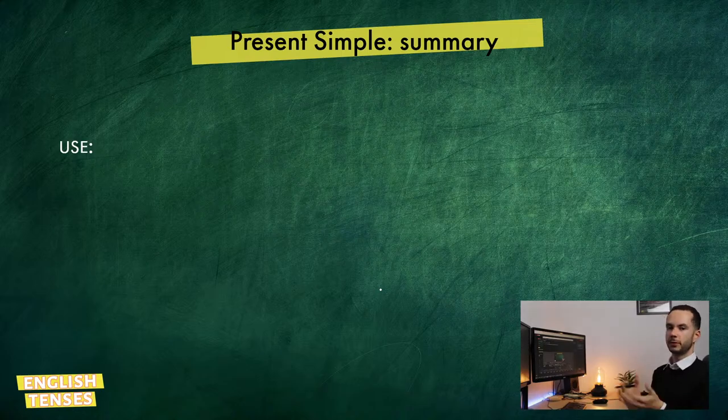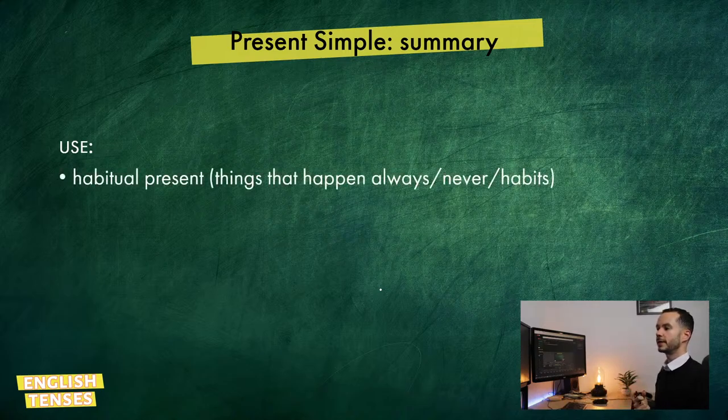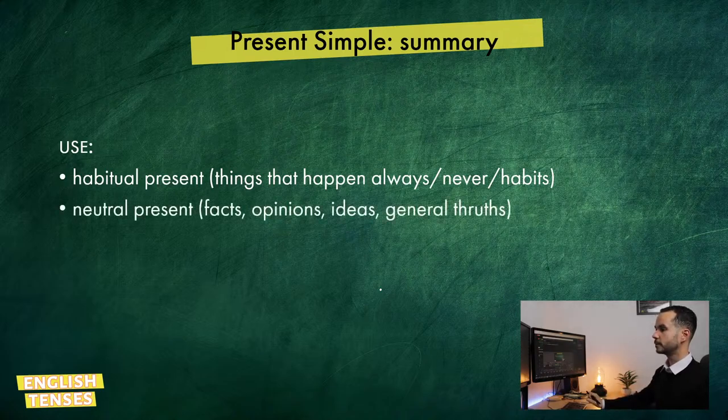So to summarize the use of present simple, what do we know? We know that we use present simple in the habitual present. These are the things that I mentioned that happen always, never, regularly, the habits, things we do on a regular basis, right? As was the example, I always eat breakfast at 8. We also use present simple for the neutral present. So for facts, opinions, ideas, and general truths, as what I mentioned with the water that boils at 100 degrees.